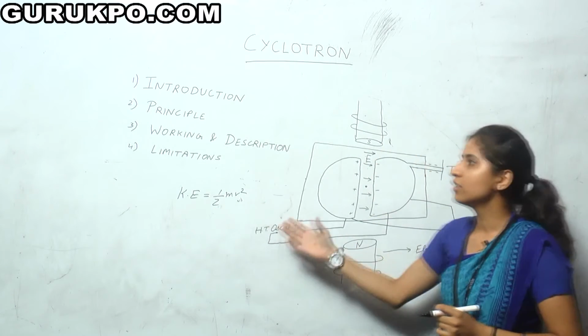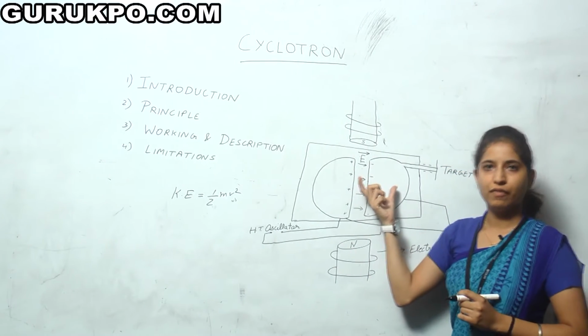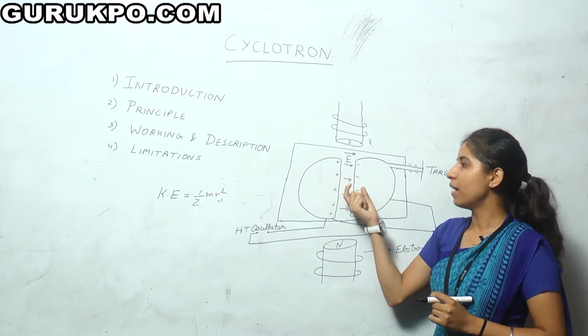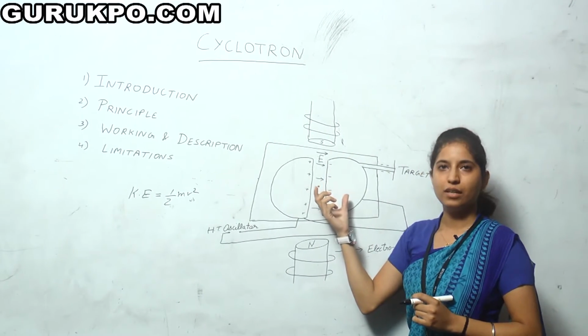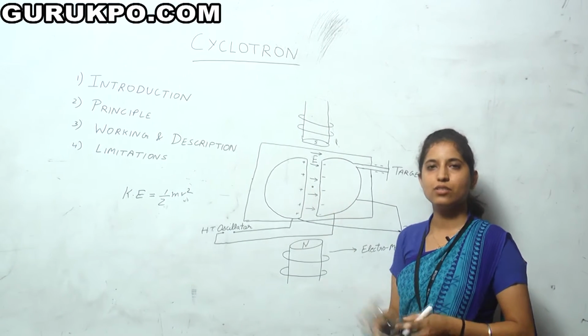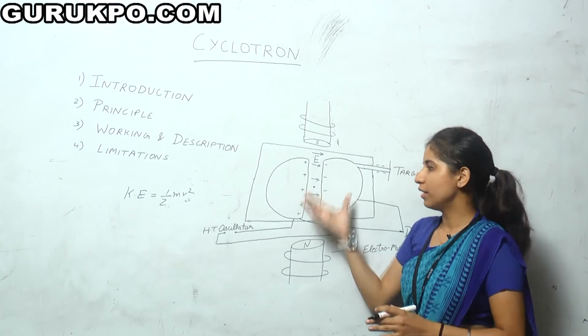Now it works on two principles. The first principle is that in an electric field, the particle accelerates, and the second principle is that in a magnetic field, the particle turns around. On the basis of these two principles, cyclotron works. Now we will see the diagram.